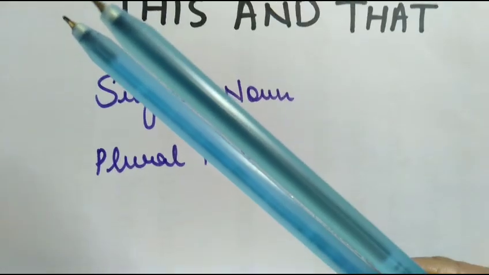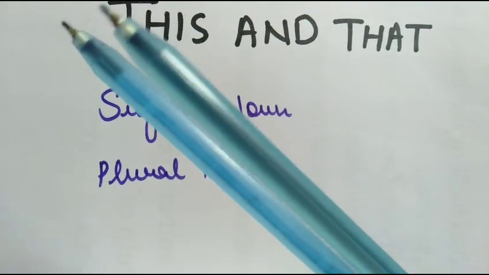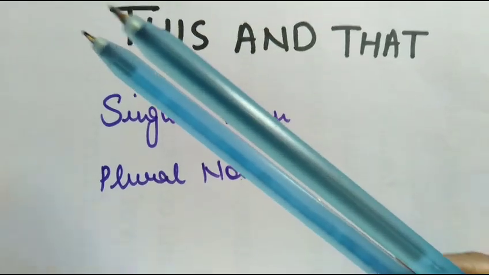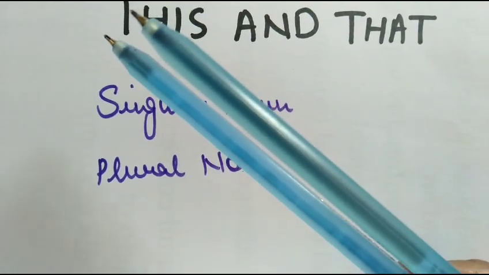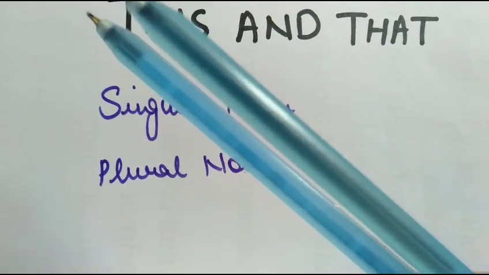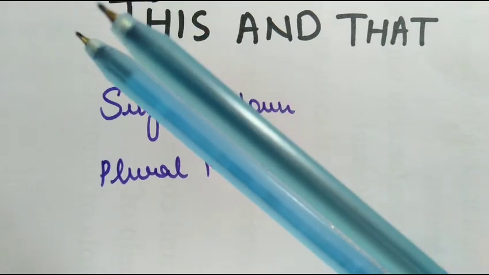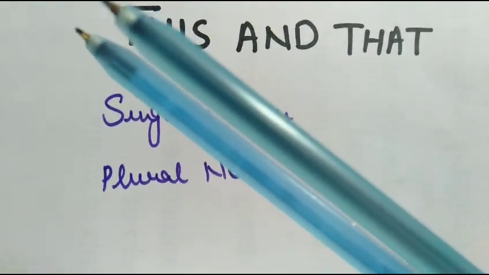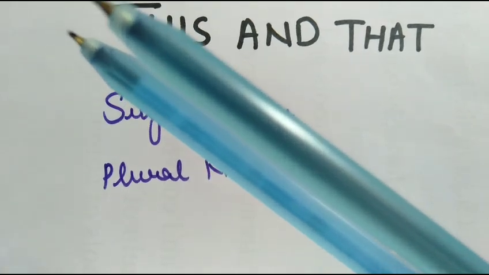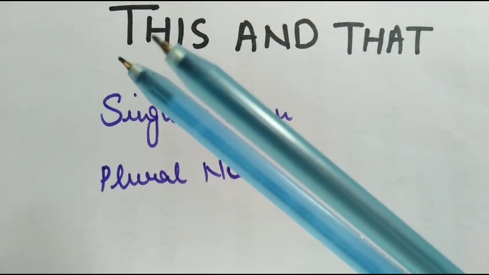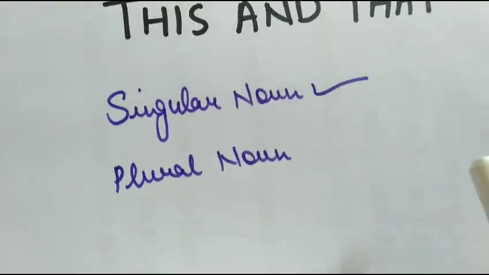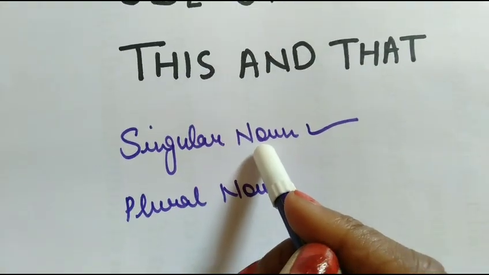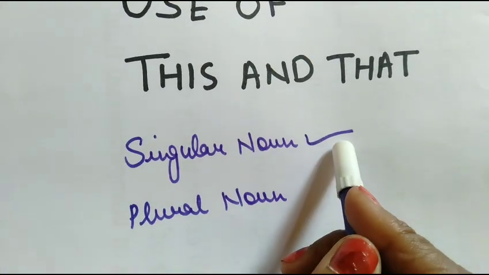Now you all can see that I am having 2 pens. You all can see on the screen there are 2 pens. When we are talking about person, place or thing that is more than 1 in number, that is a plural noun. So here these are pens. That is a plural noun. Basically this and that are used with singular noun. This and that are used with singular noun.